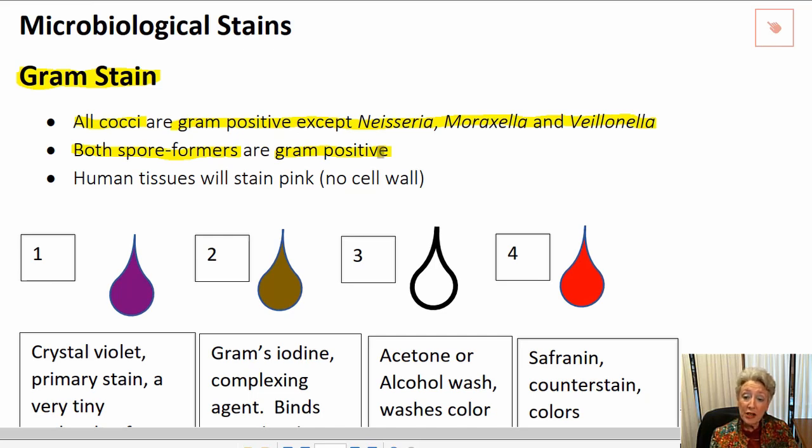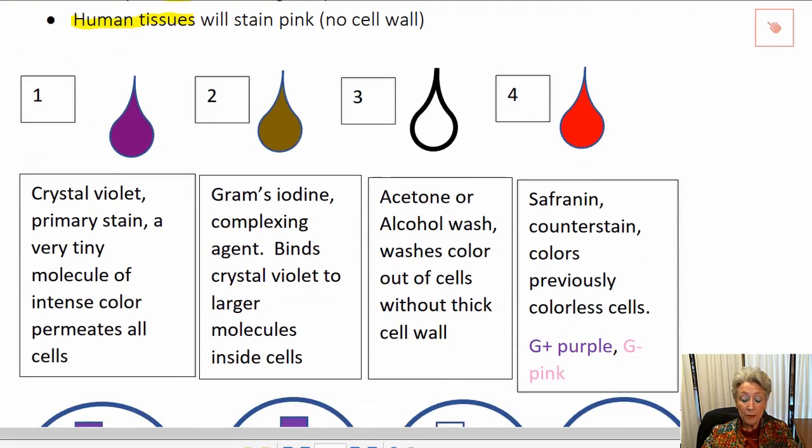And remember that the test depends on the thickness of the cell wall. So anything that doesn't have a rigid, thick cell wall is not going to be gram-positive. And human tissues don't have a cell wall, so they would be the color of the gram-negative on the slide if I use a special stain that's modified for use on human tissues.